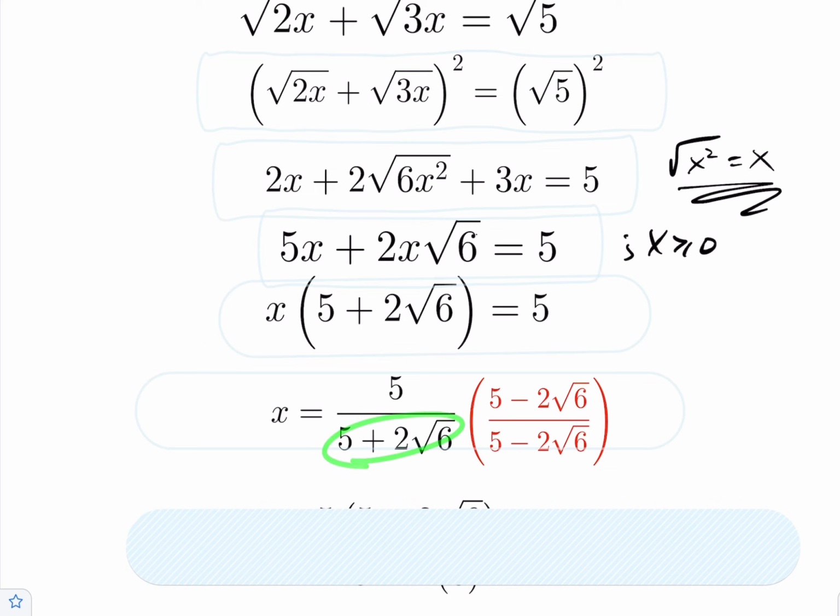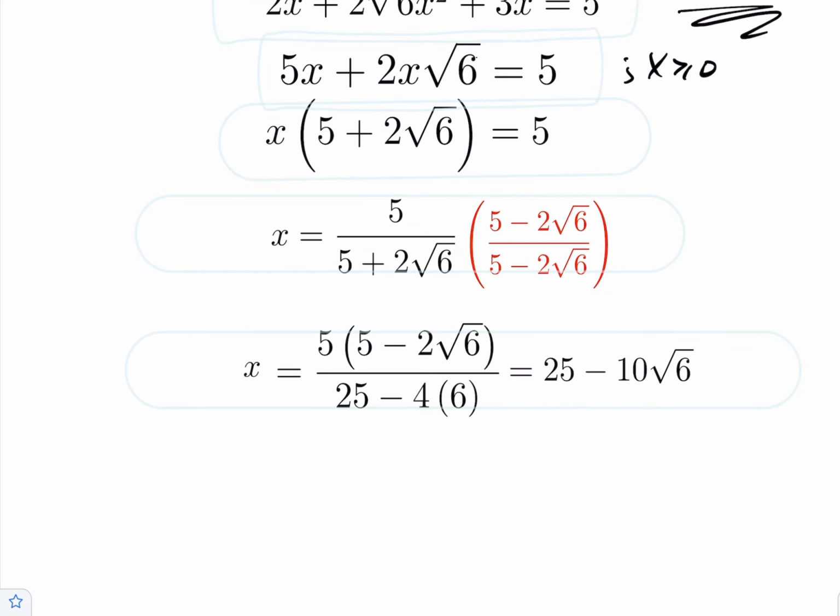We now have forced a difference of squares on the bottom, and now we get x equals 5 times 5 minus 2 root x. And then here you can see I took the 5 plus 2 root x times the 5 minus 2 root x, and with your difference of squares, this becomes 5 squared, which is 25, minus the product of these two terms. 2 times 2 is 4, and root x times root x is x. So the bottom here we have just 25 minus 24 is 1, and I went ahead and distributed that 5 into this binomial here, giving us 25 minus 10 root x.